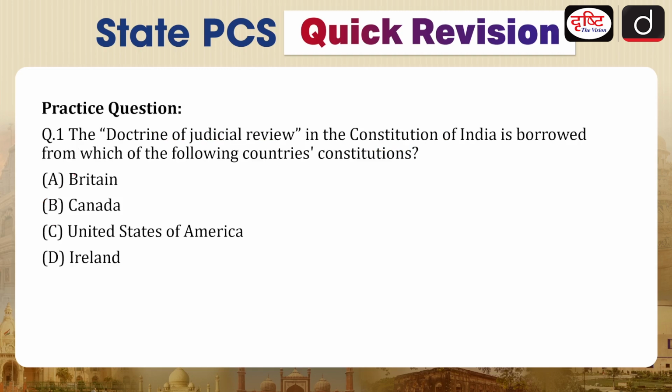Now this is the discussion which we have had on the important topics. Now there are certain practice questions which are given over here. Question number 1 says that the doctrine of judicial review in the Constitution of India is borrowed from which of the following countries' constitutions? Britain, Canada, United States of America, and Ireland. Now you can attempt this question and answer to me in the comment box.